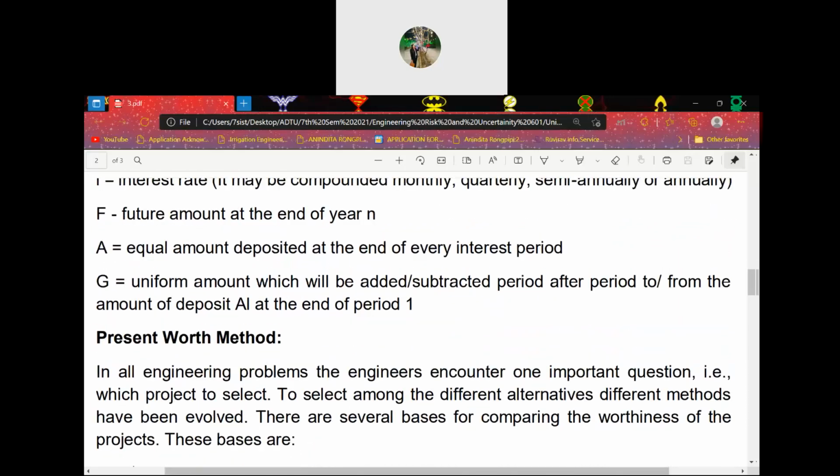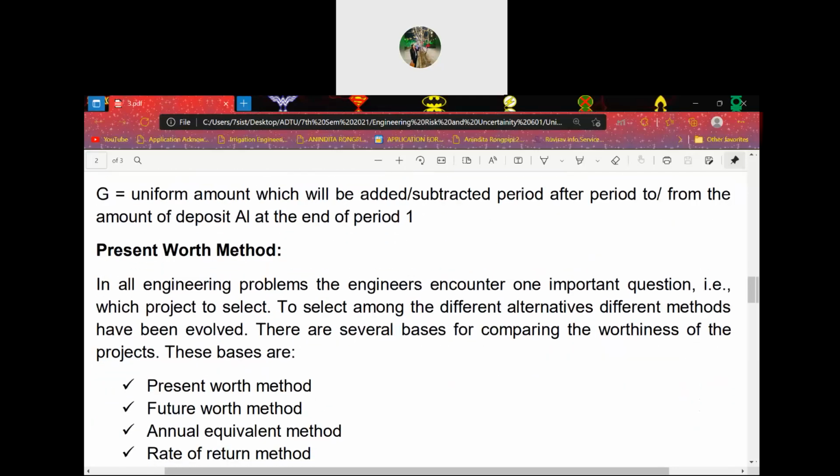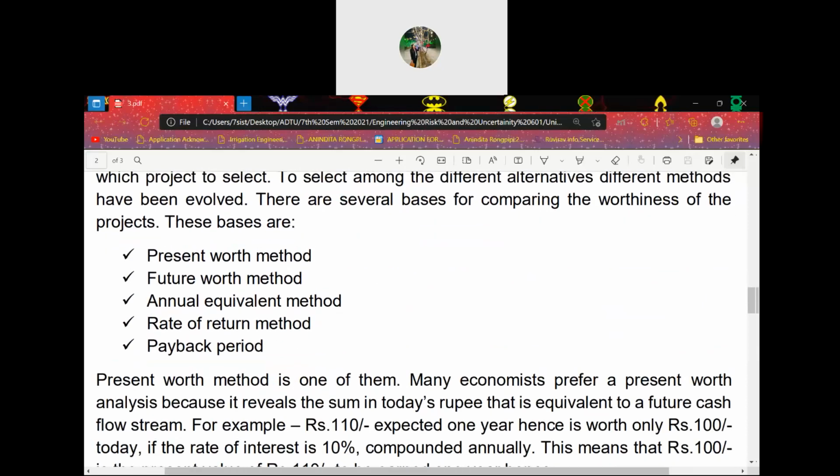Next is the present worth method. In all engineering problems, engineers encounter one important question, which is the type of project which we need to select. So to select among the different alternatives, different methods have evolved. There are several bases for comparing the worthiness of the projects, and these bases are as follows: present worth method, future worth method, annual equivalent method, rate of return method, and payback period. First one is the present worth method.